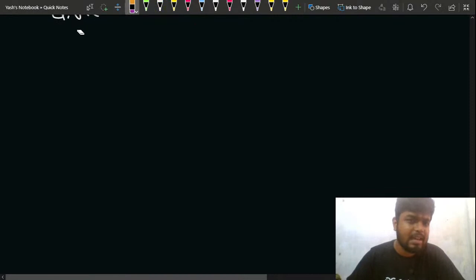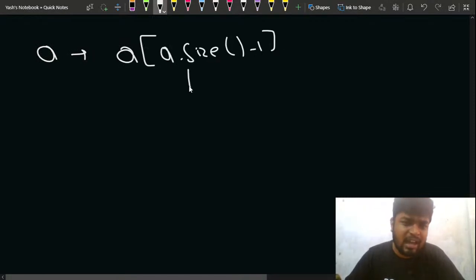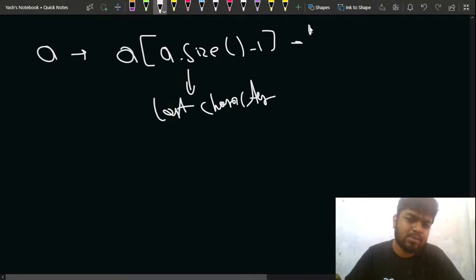Let's make some space again. For the number a, what I can do is a will be becoming a dot size minus 1. This will give me the last character, right? This gives me the last character. Now what I'll do is I'll subtract it with a string 0.